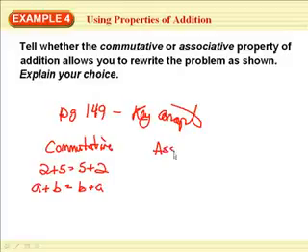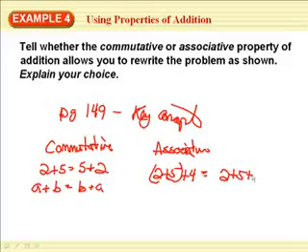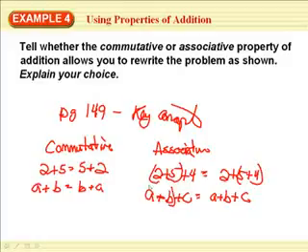And then they show you the associative property. That would be 2 plus 5 plus 4, and they have the parentheses around the 2 and the 5, equals 2 plus 5 plus 4, and they put the parentheses around the 5 and the 4. And then the algebra, A plus B plus C, and they have it around the A and the B and the C. Ready to go.